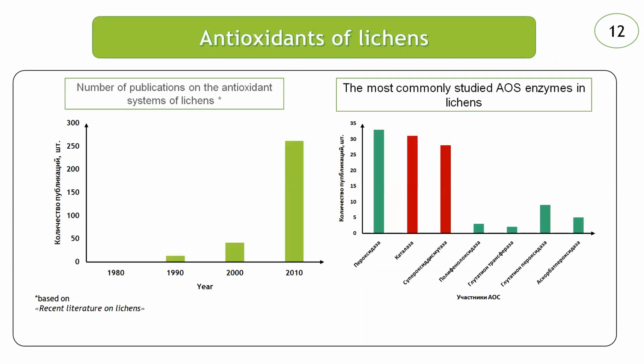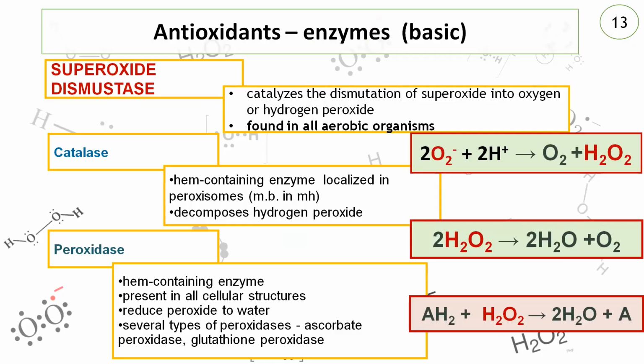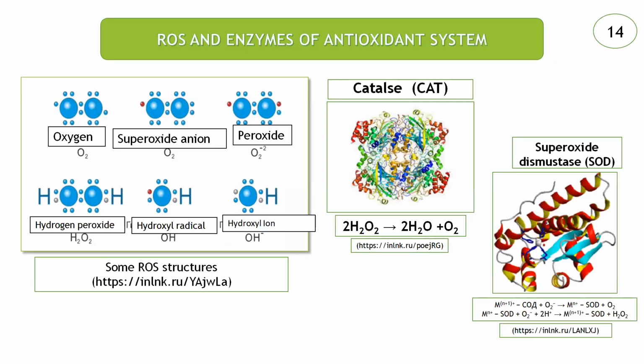These diagrams show an increasing trend in the number of studies focused on antioxidant systems of lichens. Here, one can note the amount of research on enzymes such as superoxide dismutase, catalase, and peroxidase, all of these antioxidants having protein structures. This slide shows the molecular structure of catalase and superoxide dismutase, as well as the electronic structures of some active oxygen forms.